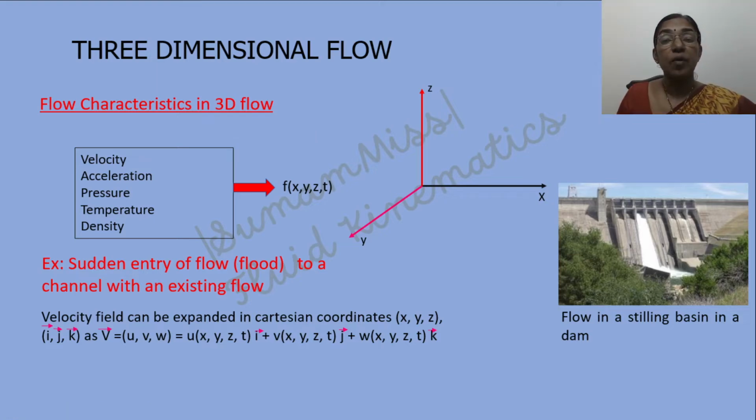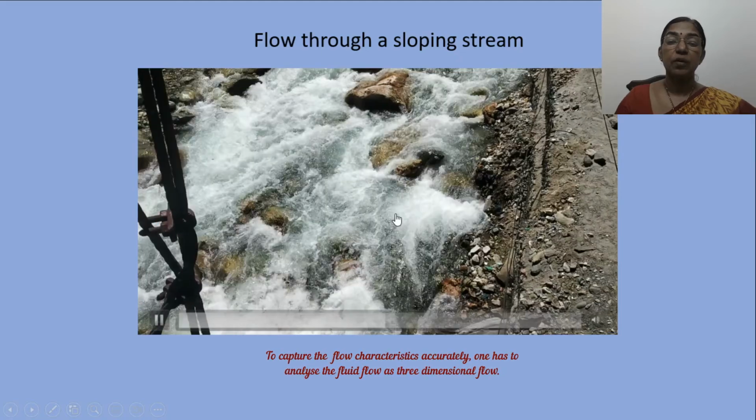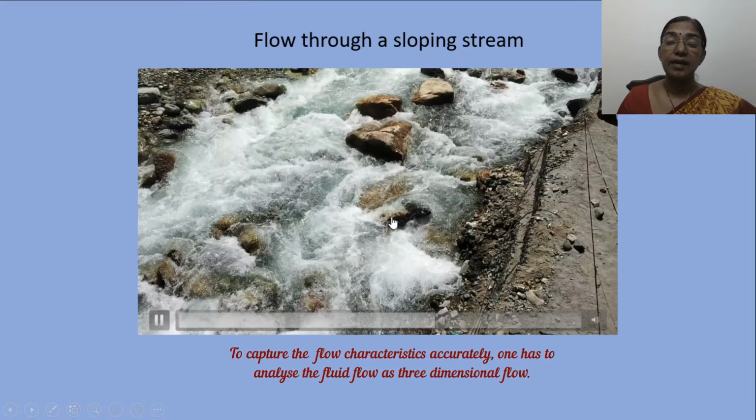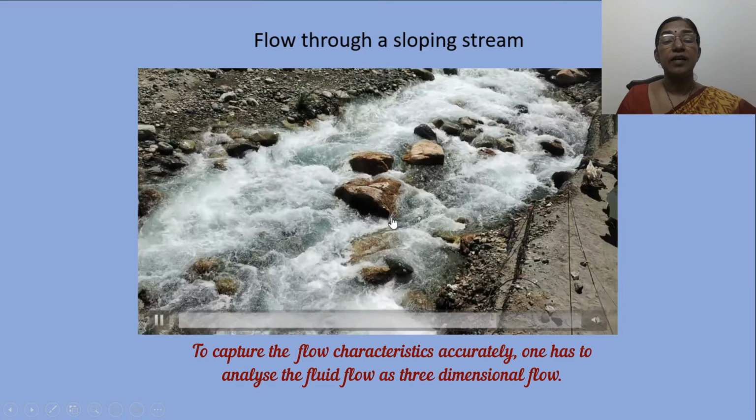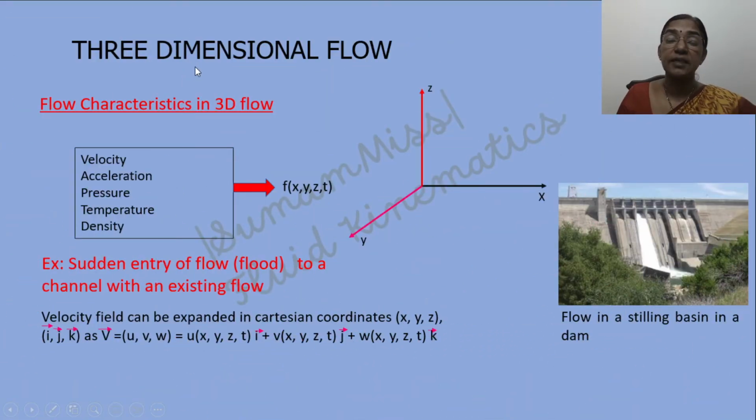All real flows are three-dimensional. Let us watch this video, that is the flow that is taking place through a sloping stream. So if we are analyzing the flow as three-dimensional, then it can capture all the flow characteristics of a real fluid.